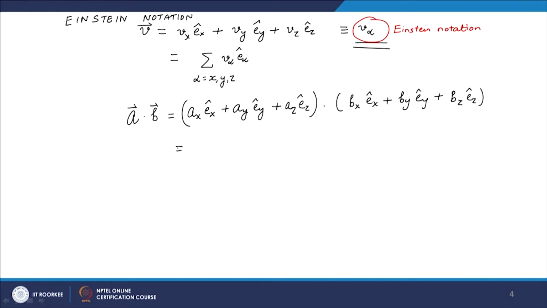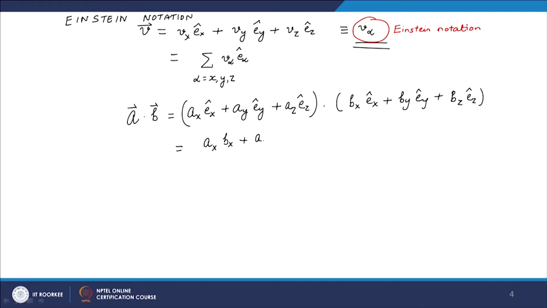and then we know that all the dot products of unit vectors in different directions, which are orthogonal to each other, will cancel, like Ex dot Ey is 0, Ex dot Ez is 0, but in the same direction they will dot to 1. So, Ex dot Ex will be equal to 1. So, using that we can get this as Ax Bx plus Ay By plus Az Bz. This is of course again cumbersome to write. Again I could have used a sum, alpha is equal to x, y, z, A alpha, B alpha, and this basically means the same thing.